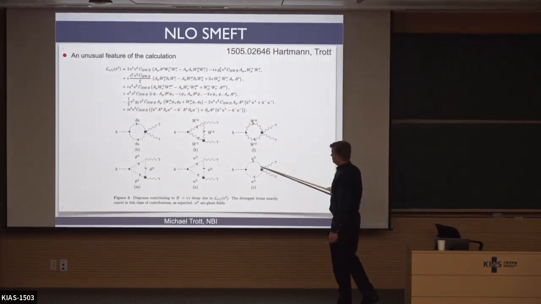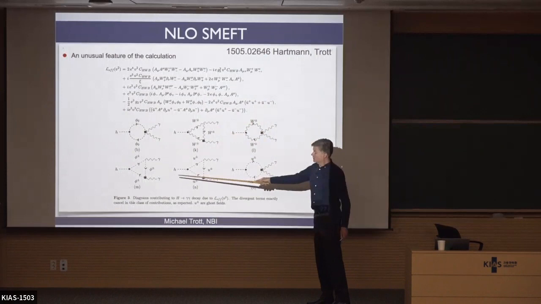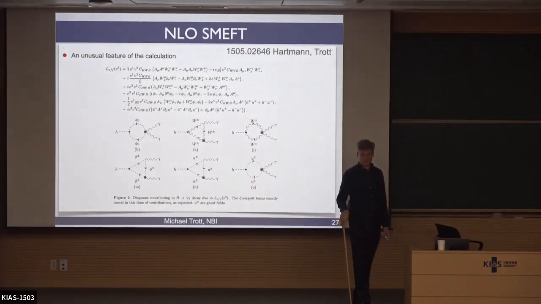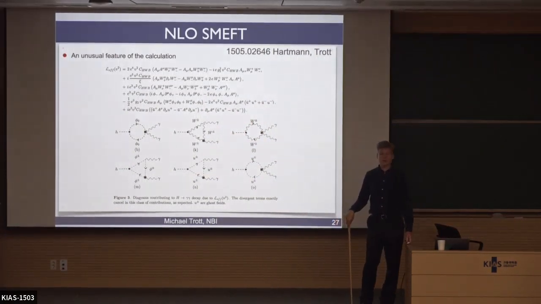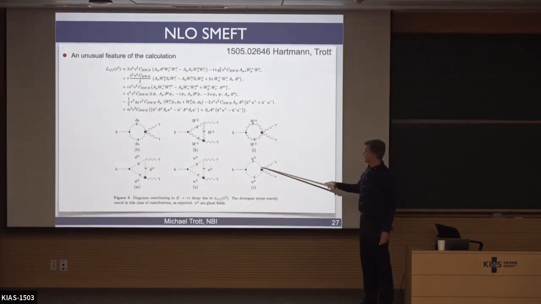But what happens is essentially the ghosts come in to cancel off those diagrams. But then you might say to yourself, wait a minute, ghosts proportional to higher dimensional operators, how did that happen? Because when I write down a higher dimensional operator, I usually write down the Lagrangian in terms of the dynamical fields and not the ghost. So where does that come from?